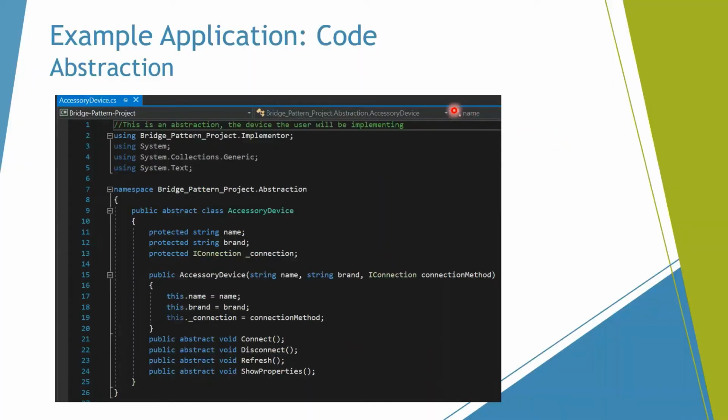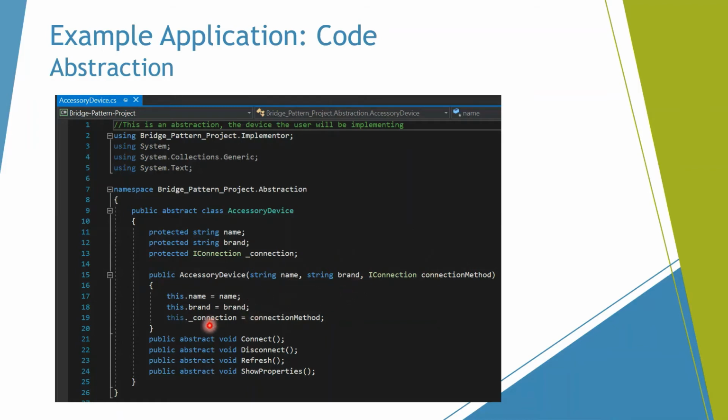Now let's look at the abstraction code. This is the accessory device, the general device representation, and it's going to have members regarding the name and brand. Most importantly, this is the object representing the concrete implementer. However, it does not specify which implementer over here. It is only specified when it is created at runtime. It's being passed to the constructor along with the name and brand, and then it gets assigned.